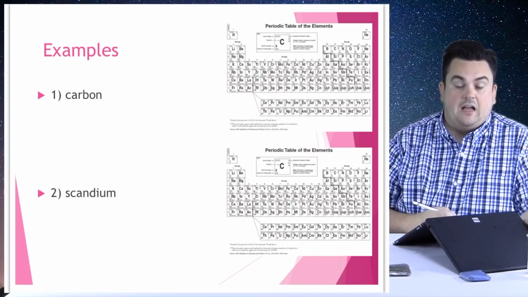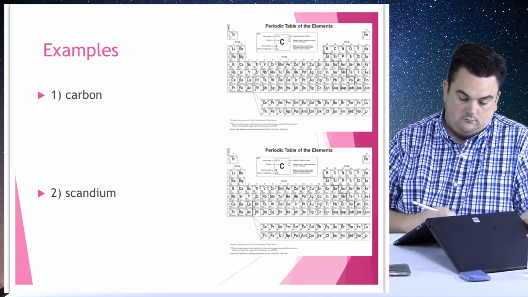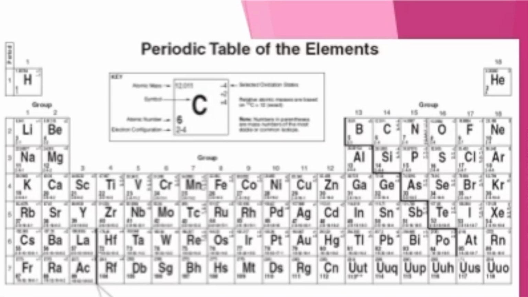Are you ready, Fu? I am. All right, let's get started. Let's take a look at carbon. We're going to write its electron configuration with sublevels. So Fu, first thing, let's find carbon on our periodic table. All right, carbon's element symbol is C, so it's right there on our periodic table.